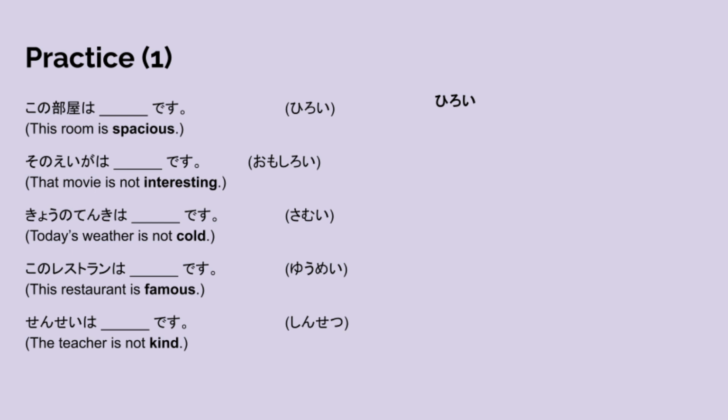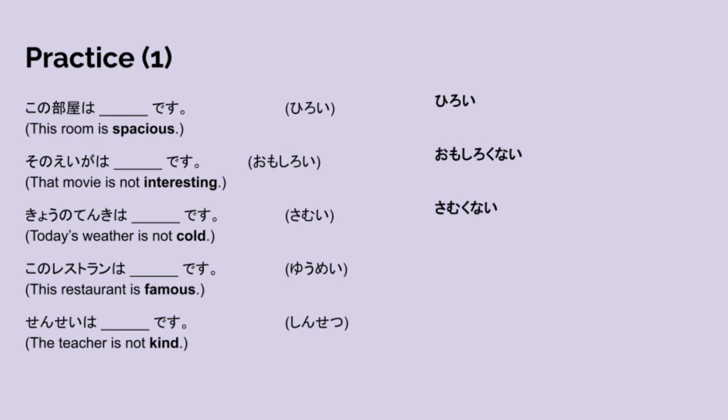Number 2, sono eiga wa blank desu. That movie is not interesting. So we are doing present negative, so omoshiroi turns into omoshirokunai. Omoshirokunai. Number 3, today's weather is not cold. Kyou no tenki wa blank desu. So samui is cold. This is negative, so samui turns into samukunai. Samukunai desu.